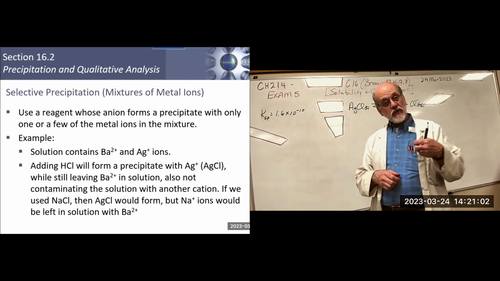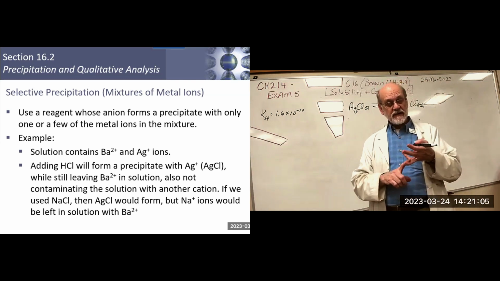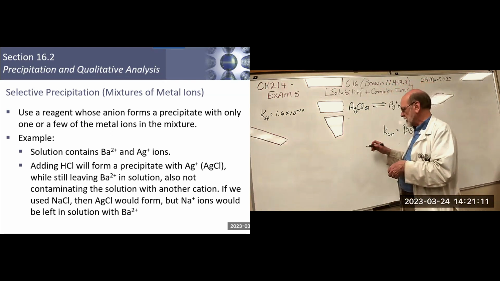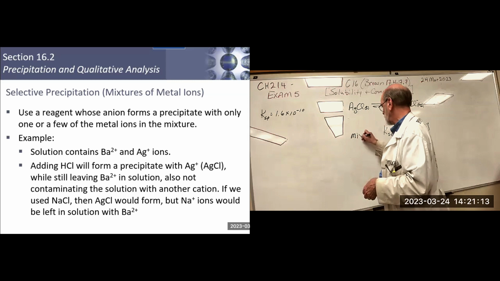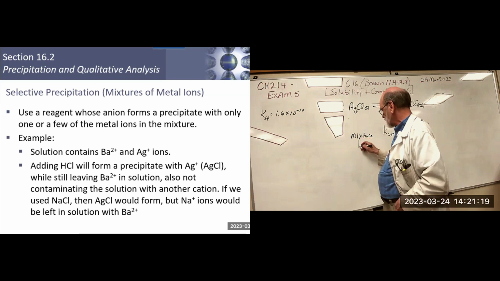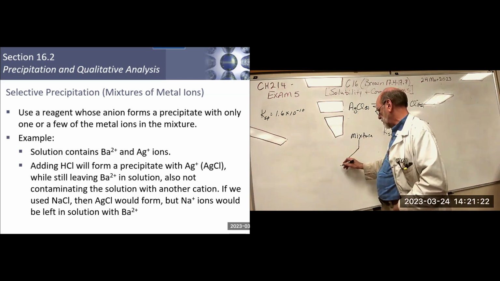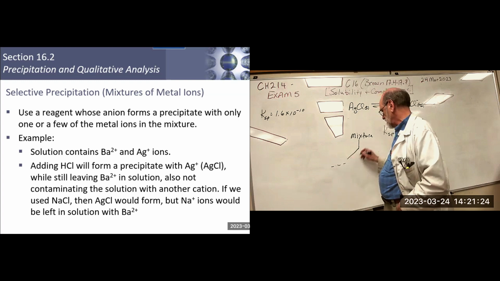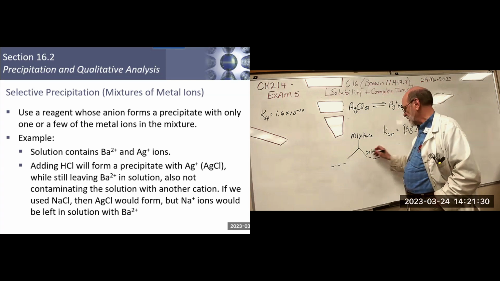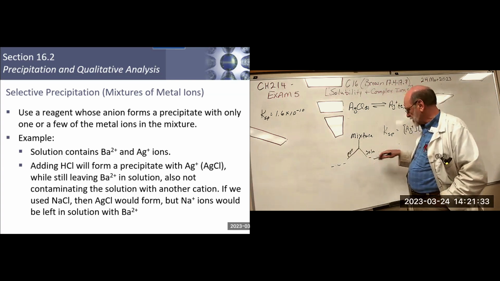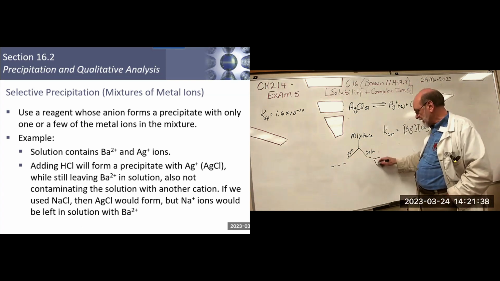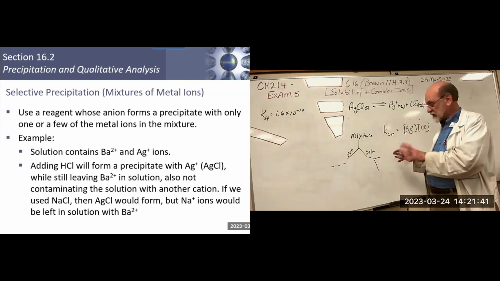We have to choose the reagent so that we get an anion that will form a precipitate with only one or a few of the metal ions. Sometimes we have a mixture, and we have to add something to it so that we separate out several ions and leave some of them in solution. This is in solution, this is precipitate. These have been precipitated, these have not, so we add something else to them and try to selectively precipitate those.